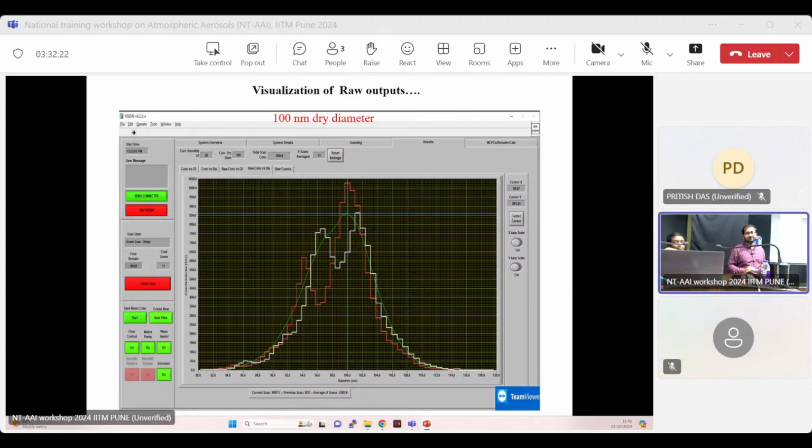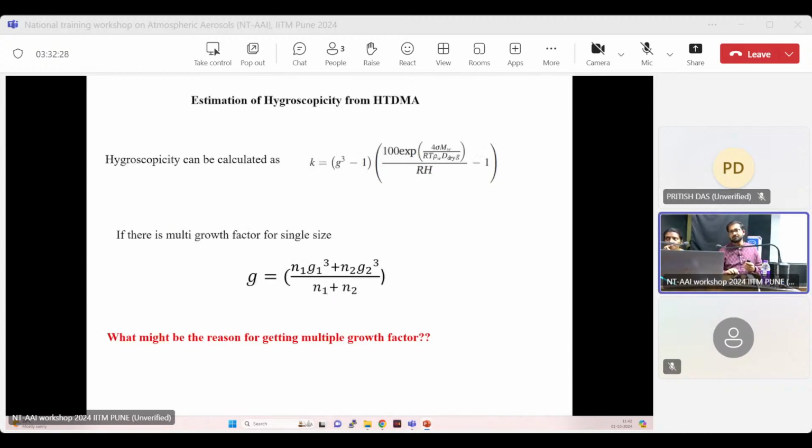Also, in the calculation, there is this factor, growth factor minus 1. So suppose in the data the growth factor is less than 1, so the kappa value is negative. So what does that exactly mean?